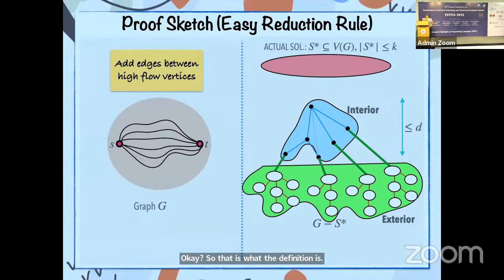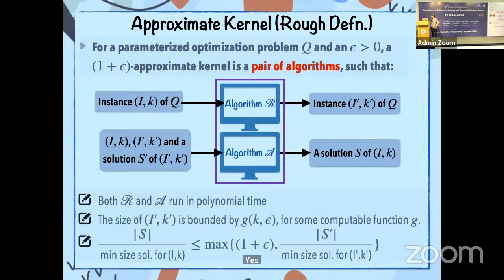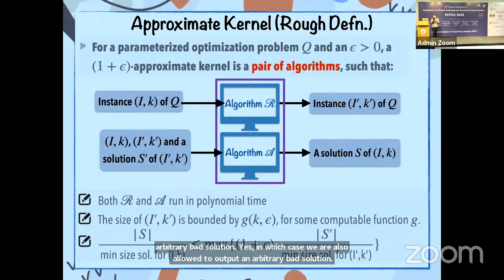Now we will go over the proof sketch. Recall, we are trying to obtain that. Yes, Ankush. So the solution on the output of the kernel can be arbitrarily bad. Yes, in which case we are also allowed to output an arbitrarily bad solution. But then what is preventing us from always outputting anything? If you give me a good solution S prime, the algorithm A is required to output a good solution. If your solution S prime is not too bad, I must also output a solution which is not too bad. But if a very bad solution is given, then I'll also output a very bad solution. That's because we have to preserve approximation here.